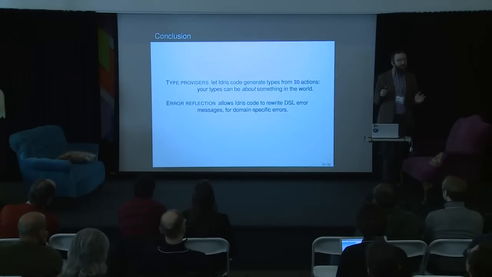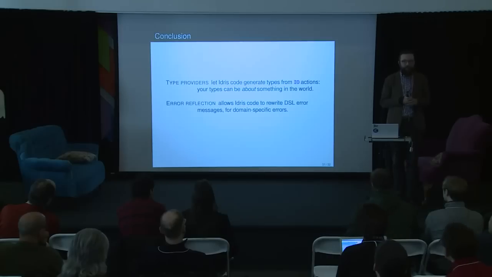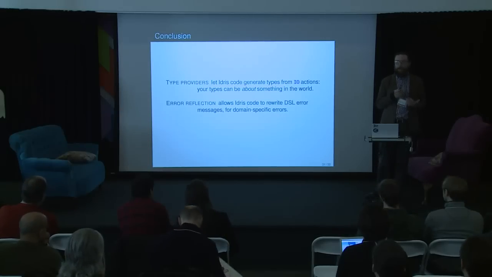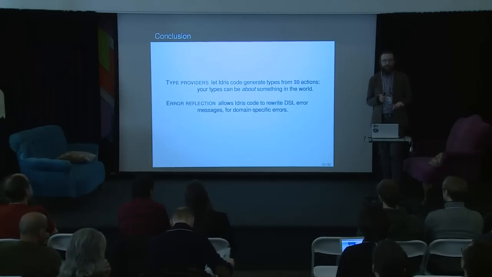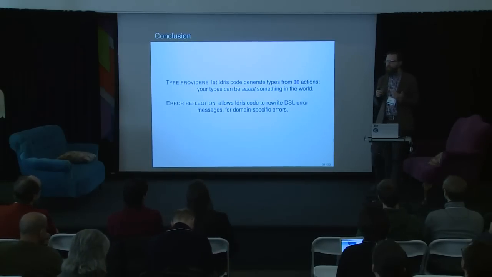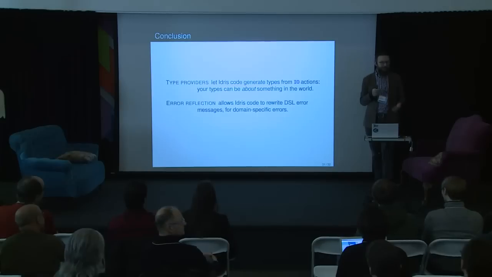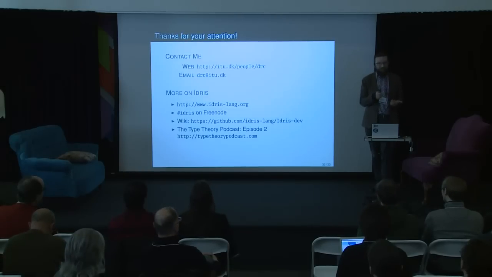Okay, so as a little conclusion, type providers, inspired by the awesome stuff they have in F#, let Idris code generate types based on I/O actions, and these types can be about something in the real world around your code, right? Our type theory is no longer a beautiful, pure jewel of excellence hiding away from all the dirt surrounding it. We can sort of push that dirt in and integrate it into our program. When things go wrong, error reflection can be used to actually explain how and why it went wrong so that somebody has a hope of fixing it.